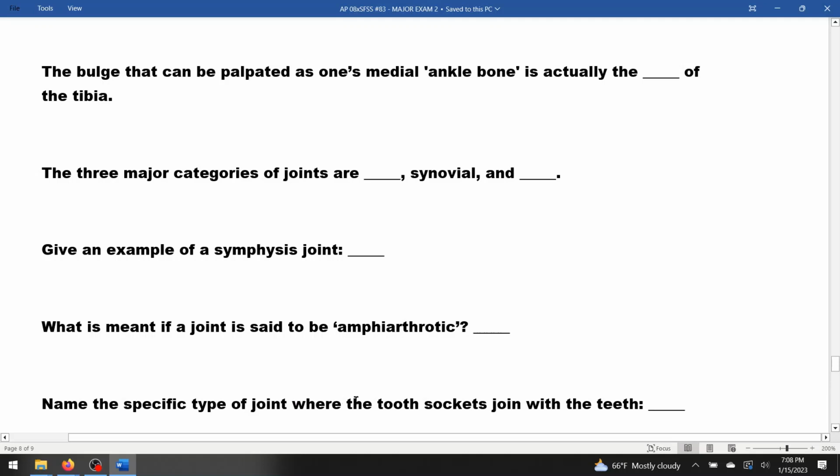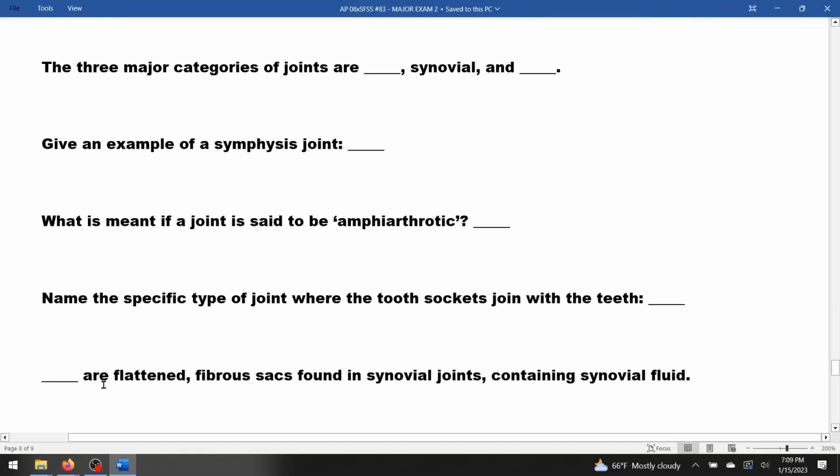Name the specific type of joint where the tooth sockets join with the teeth. This is a special case called a periodontal ligament, known as a gomphosis joint. Blank are flattened fibrous sacs found in synovial joints containing synovial fluid. These are the bursae. Bursa singular.